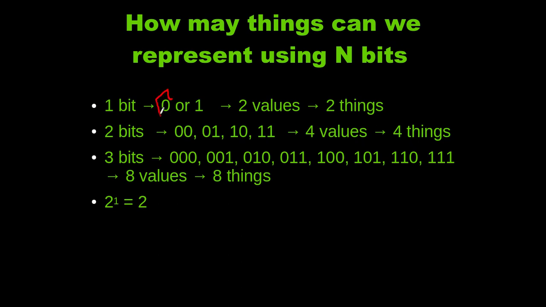Meaning I can say 0 represents black, 1 represents white. 0 represents on, 1 represents off. We can program it as we want. We can say colors, a traffic light, red and green only. Red and green, true or false.